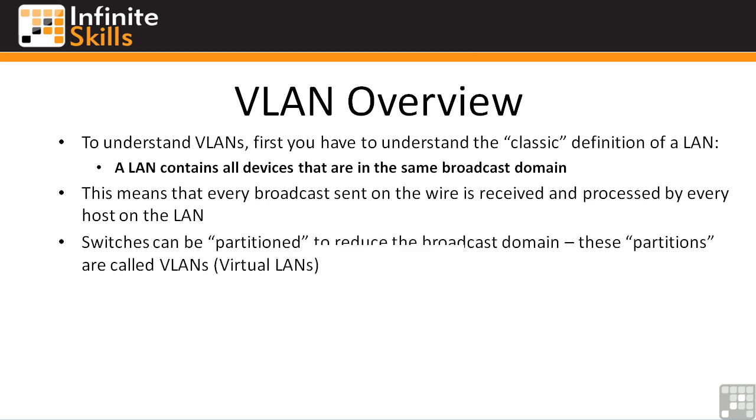VLANs are a way of partitioning a switch, for lack of a better term, to reduce the broadcast domain. These partitions are called VLANs, and VLAN is an acronym for virtual LANs. They are virtual because you're not constrained by any physical limitations on the switch. If you have a switch that has 48 ports, you could have 48 VLANs, assuming that the switch software can handle it. Most modern ones can.